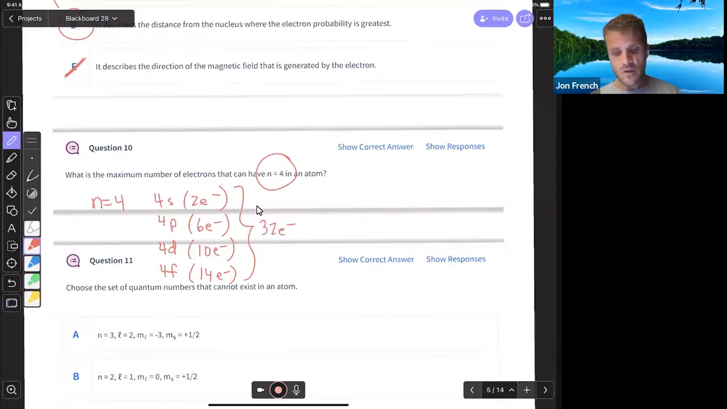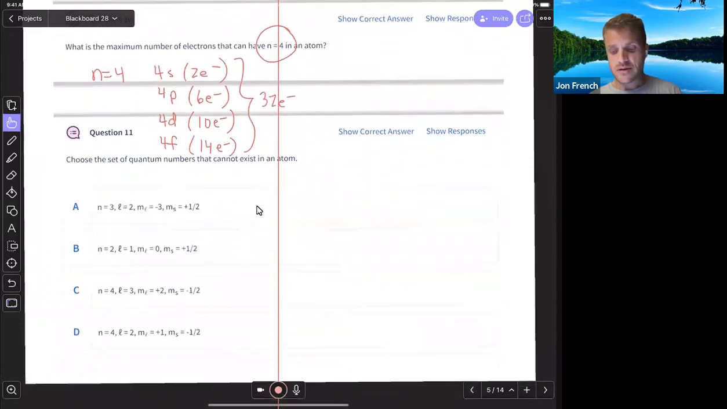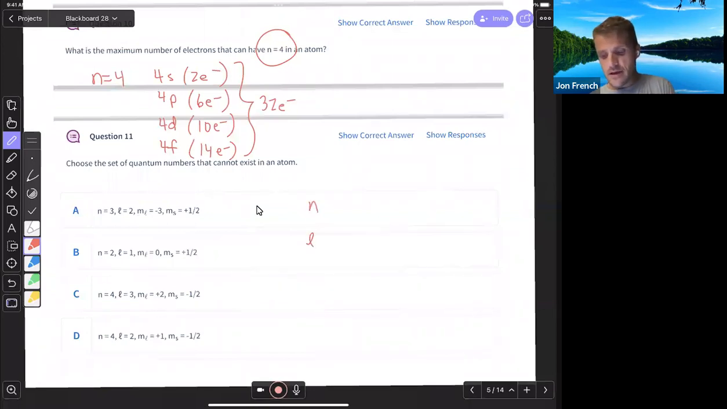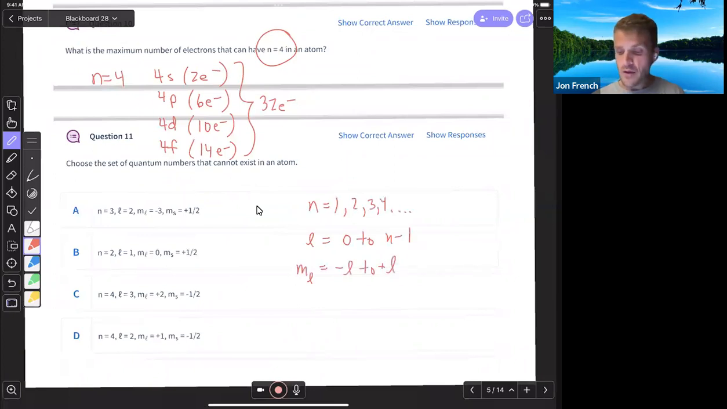All right, for question 11, what set of quantum numbers cannot exist? So our first thing is we start with n. The next thing is L, and L can equal 0 to n minus 1. And then the next component we have is ML. Well, n can be 1, 2, 3, 4 through infinity. ML can be negative L to positive L.